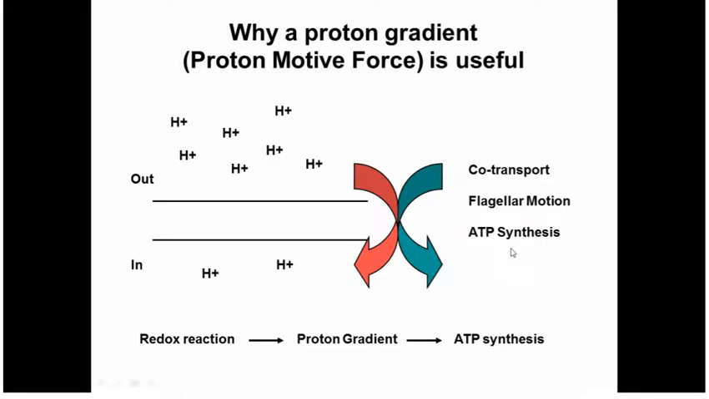So in respiration, what is happening is you start with a redox reaction, oxidizing glucose to carbon dioxide, and at some point this allows you to generate a proton gradient, and this will give you ATP synthesis.